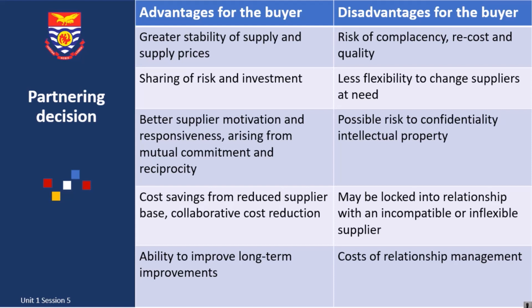There is also the possible risk of confidentiality breach or loss of intellectual property because in partnering, there is the investment in risk and information sharing, so you are likely to expose or share certain information which might be used at the expense of the organization by the supplier. Then the buying firm might be locked into a relationship with an incompatible or inflexible supplier, because the supplier might not be willing to vary their operations to suit the trending discoveries made by the buyer, and this might be disadvantageous to the buyer.